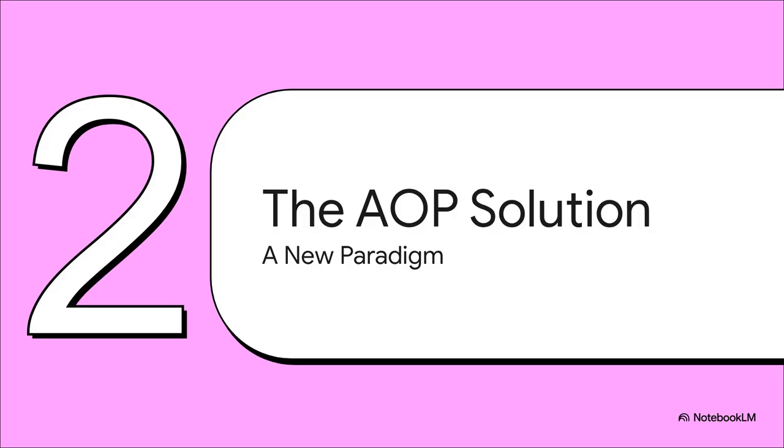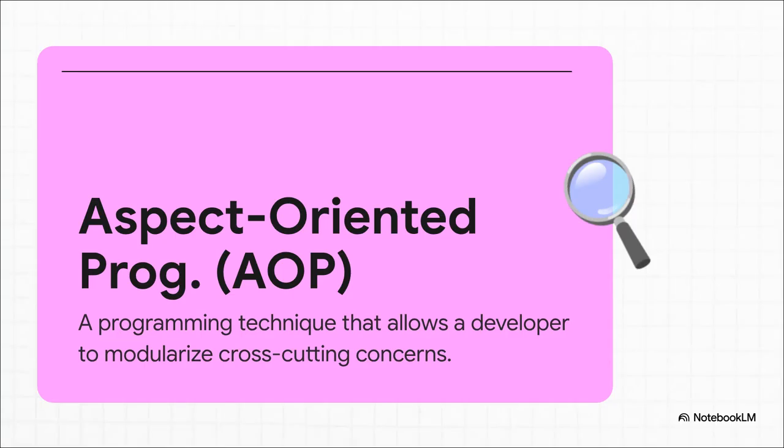The answer is a really elegant programming paradigm that was designed specifically for this problem, aspect-oriented programming, or AOP for short. AOP is a companion to object-oriented programming. Its entire job is to let us package up these cross-cutting concerns into their own clean, reusable modules. This lets us define the what and where of our extra logic without ever having to touch the original business code. It's pretty cool.